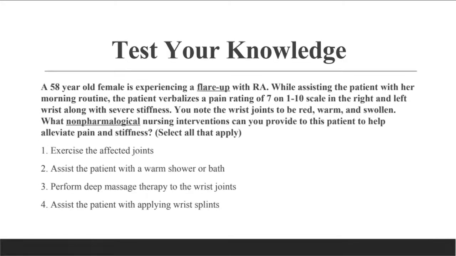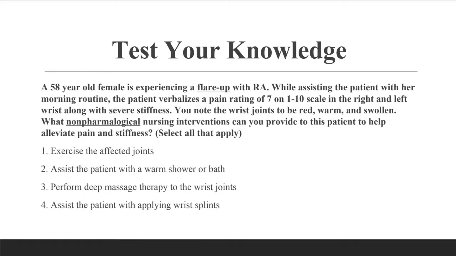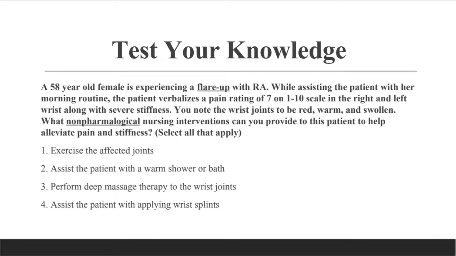This is a long one. A 58-year-old female is experiencing a flare-up with rheumatoid arthritis. While assisting the patient with her morning routine, the patient verbalizes a pain rating of 7 on a 1 to 10 scale in the right and left wrist, along with severe stiffness. You note the wrist joints to be red, swollen, and warm. What non-pharmacological nursing intervention can you provide to this patient to help alleviate pain and stiffness? Select all that apply.